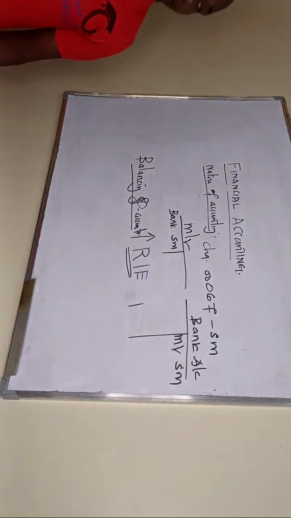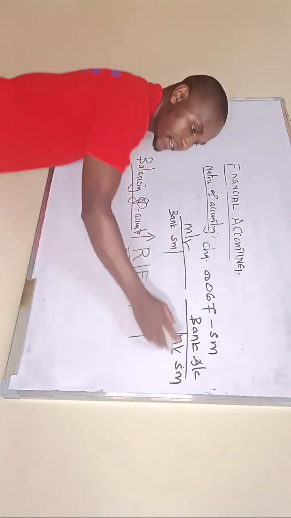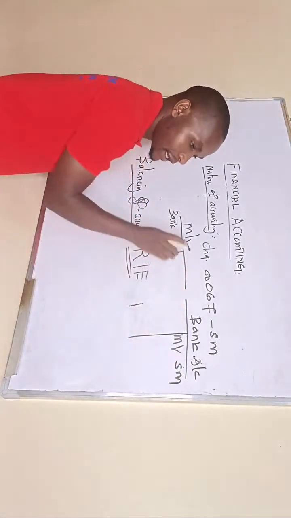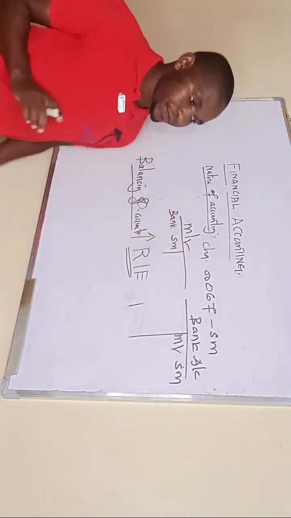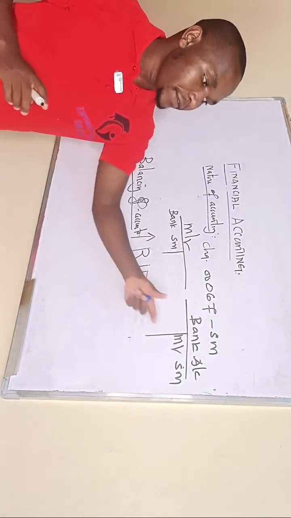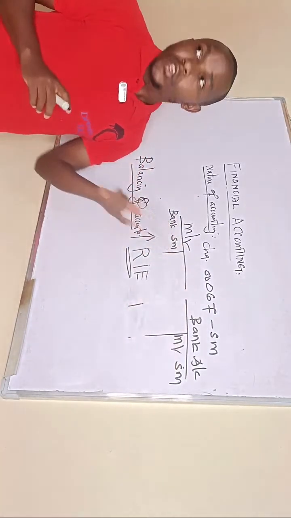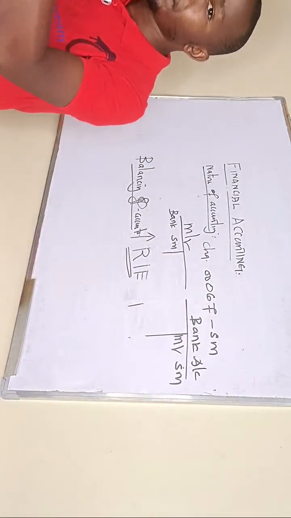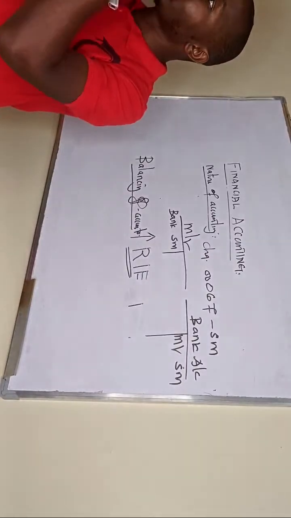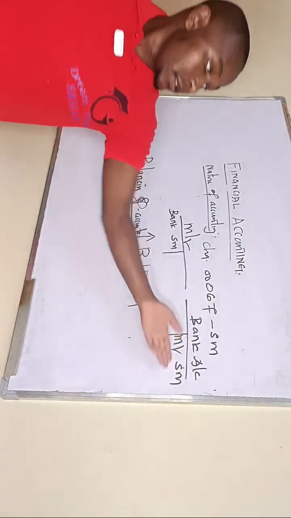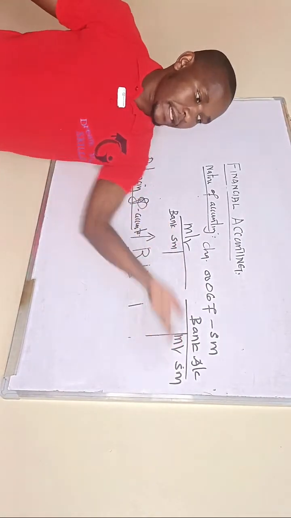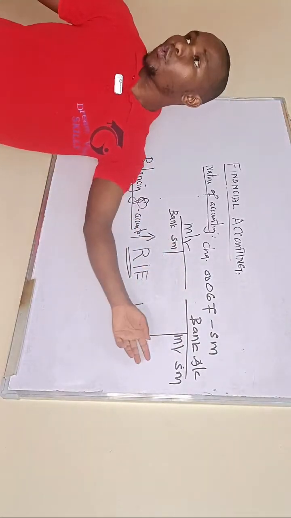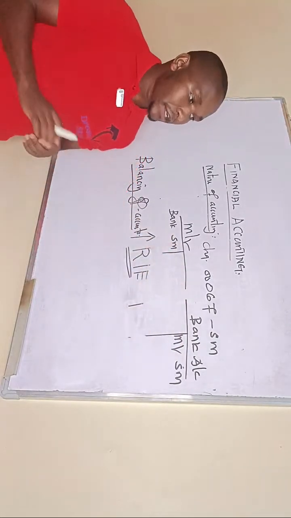So we will not leave this account hanging like this. If you leave this account hanging, your trial balance will not balance. That's why you find most people have what is called a suspense account, as a result of these errors that were ignored. So you must close this account.